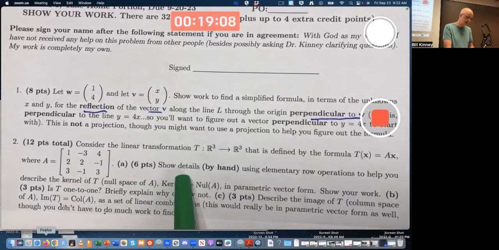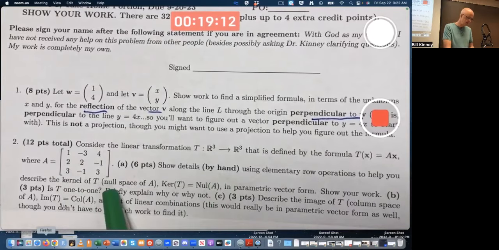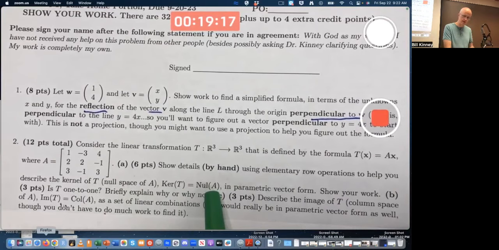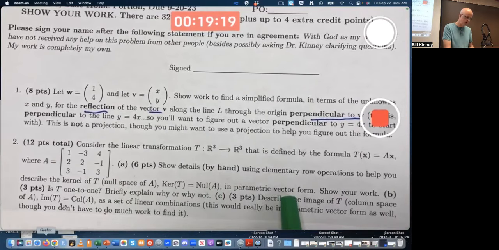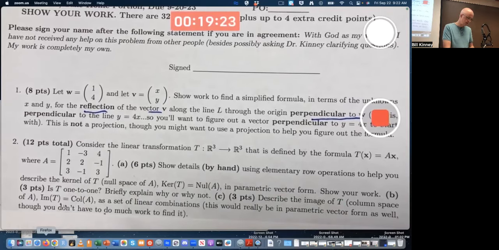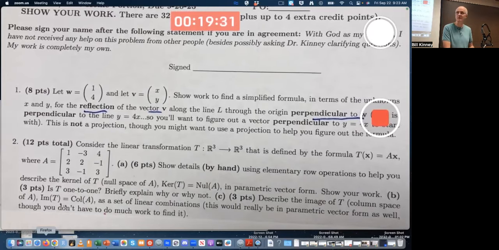Part A, show details by hand using elementary row operations to help you find the kernel of T, which is also called the null space of A. And here's the symbols for those things, but they're the same thing. In parametric vector form, show your work. Answer the question whether T is 1-to-1 or not. Explain, describe the image of T as a set of linear combinations. I didn't ask you whether T is onto or not, but it turns out to not be onto.